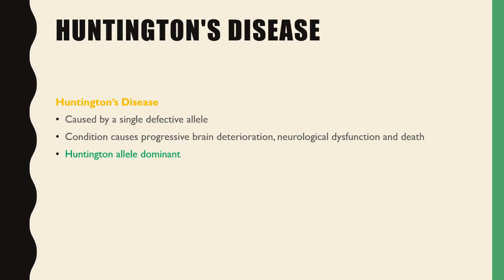Huntington's disease is just an example, because it is caused by a single defective gene, and the condition causes progressive brain deterioration, neurological dysfunction and death. And the worst thing about Huntington's disease is that the Huntington allele is dominant.